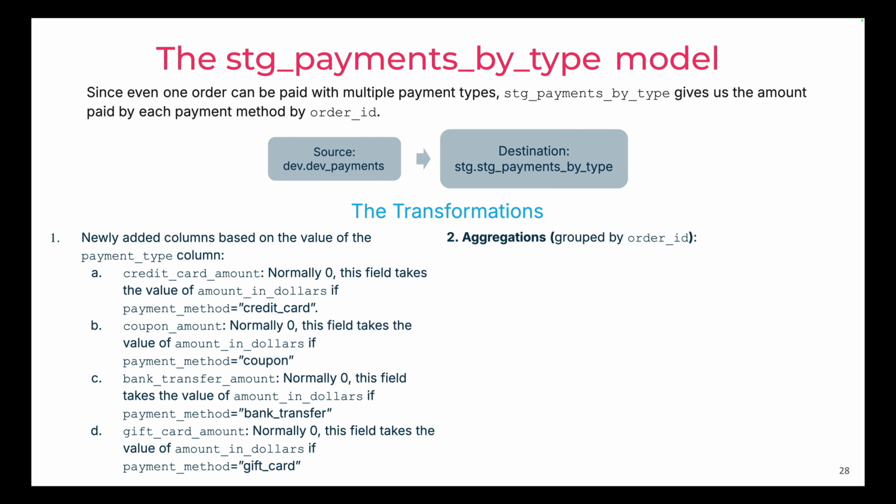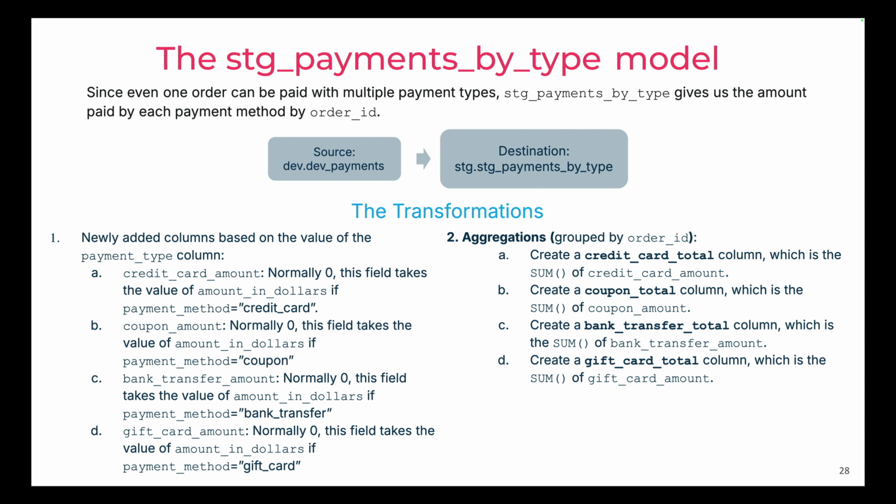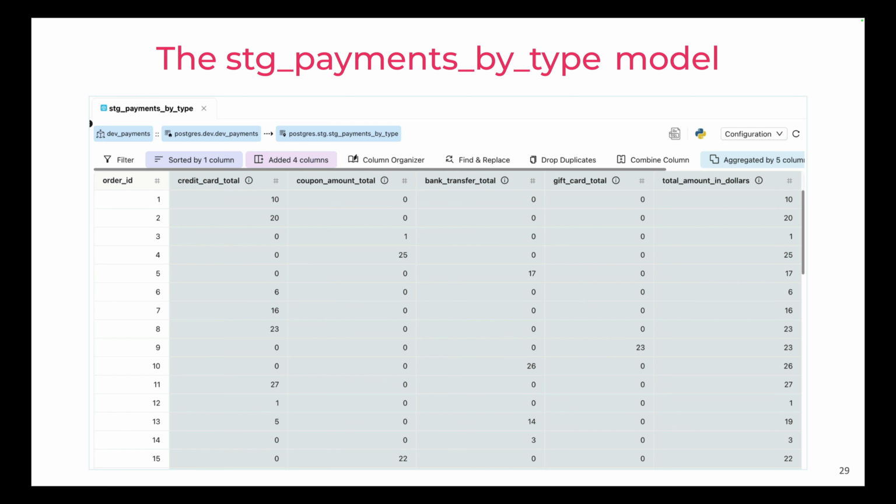Then we have aggregations grouped by order ID. We create a credit card total column, which is the sum of credit card amount. Similarly, we create coupon total, bank transfer total, and gift card total as well. These are new columns. And then we finally create a total amount in dollars column, which is the sum of amount in dollars. And finally, we sort by order ID. What this leads us to is a model which looks like this. For each order ID, we have different columns that specify what amount was paid by payment method. And then we also have total amount in dollars as well.